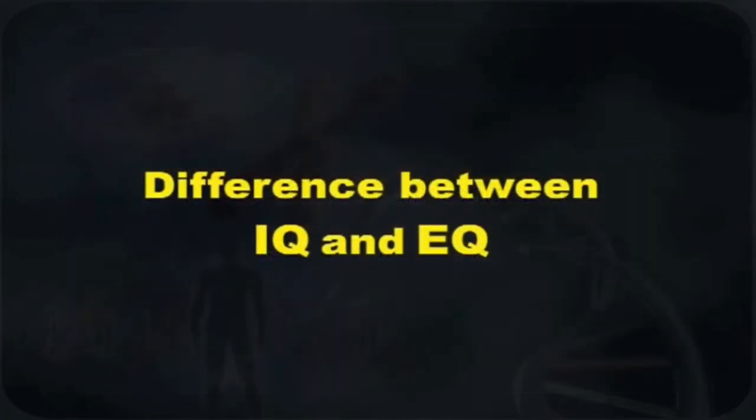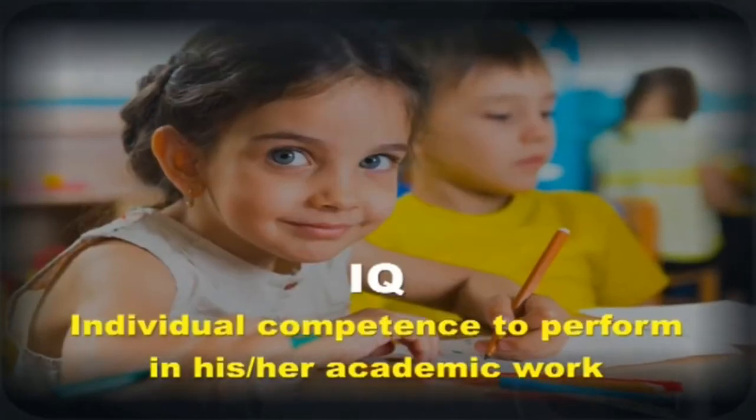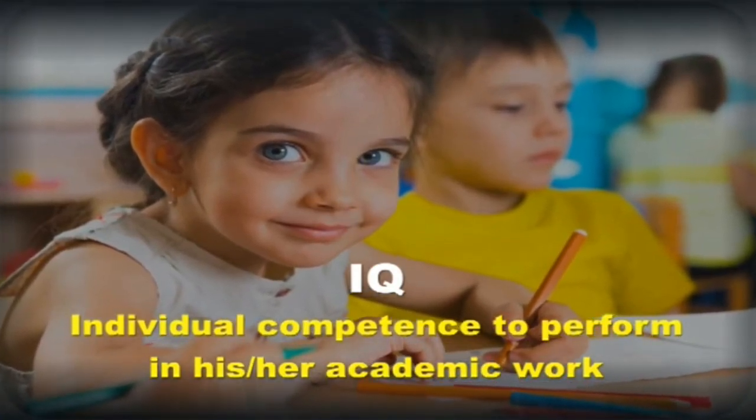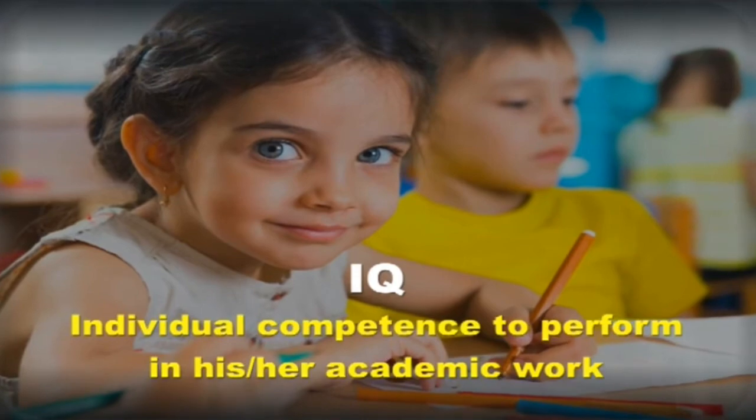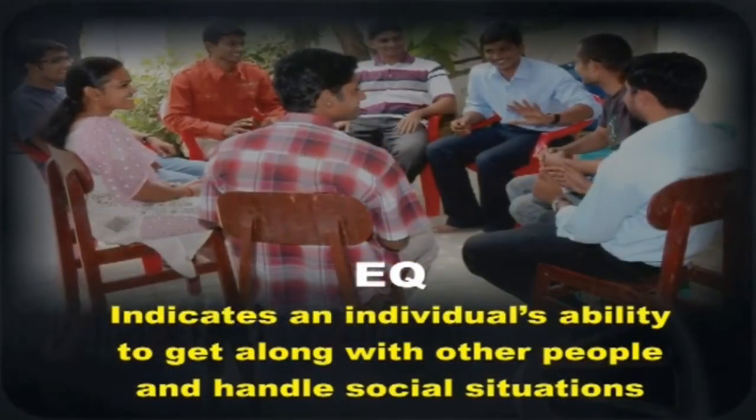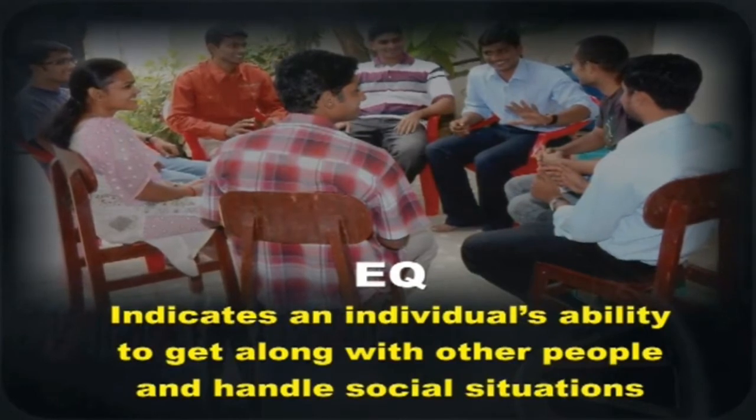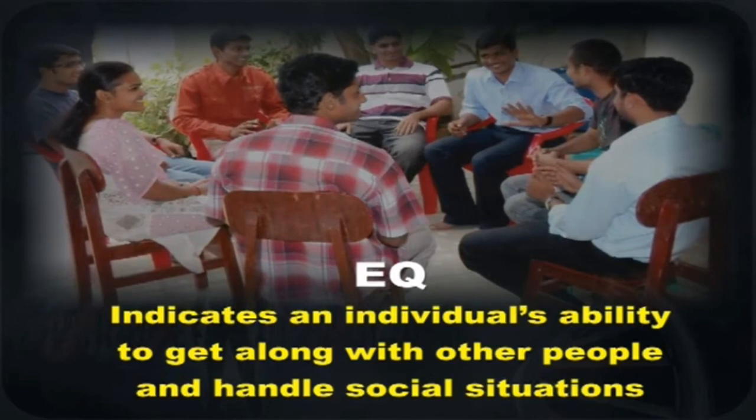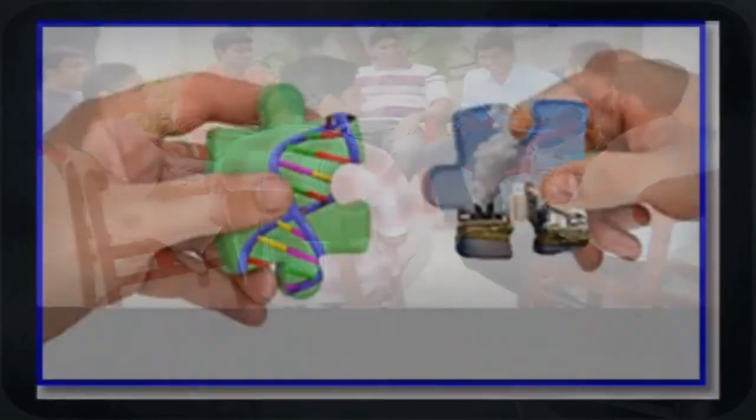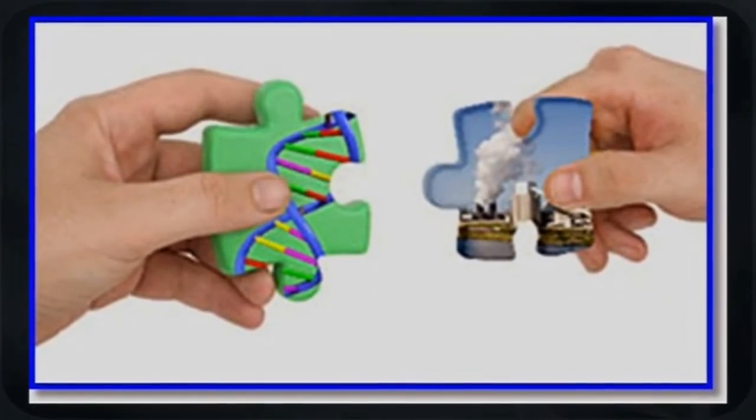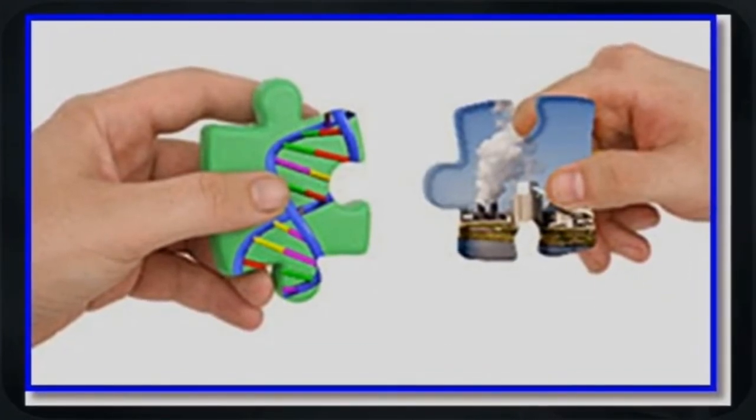There is a difference between IQ and EQ. IQ can be defined as an individual's competence to perform in his or her academic work, whereas EQ indicates an individual's ability to get along with other people and handle social situations. Thus, both are of equal importance. Heredity and environmental factors both play an important role in the development of EQ.